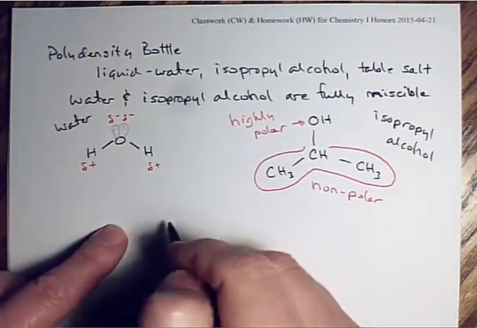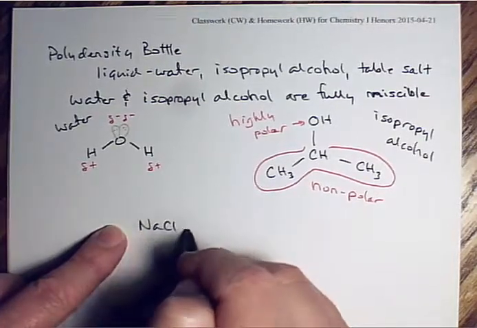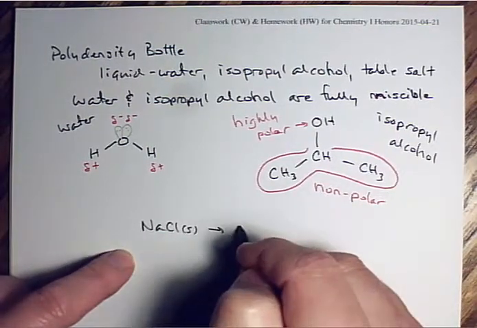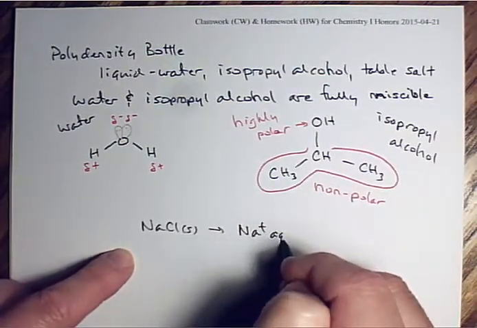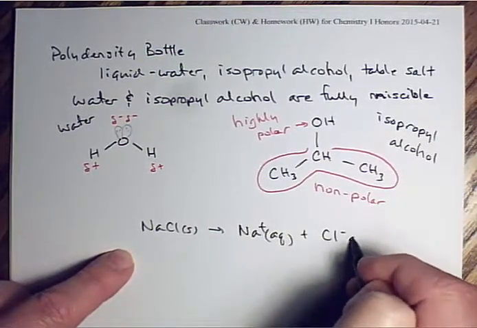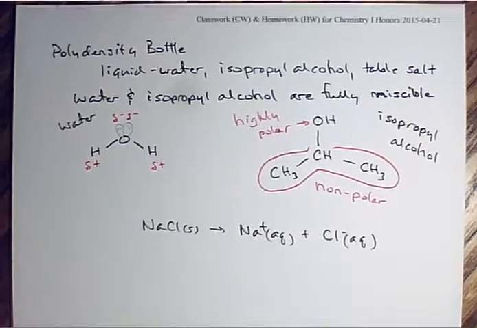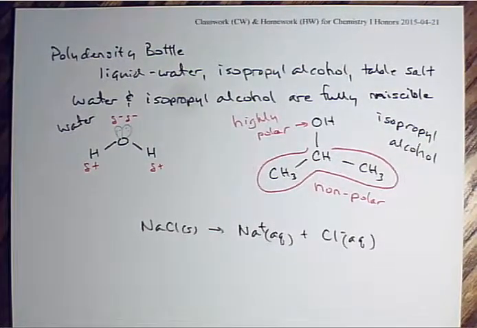Okay, we're putting that together then with sodium chloride. And we dissolve sodium chloride in water or isopropyl alcohol, and you get sodium ions, and you get chloride ions. Okay, well, those are completely charged, not partially charged. These are completely charged. Okay? Well, which one of the two liquids, water or isopropyl alcohol, is the fully charged sodium and chloride ions likely to be most attracted to?